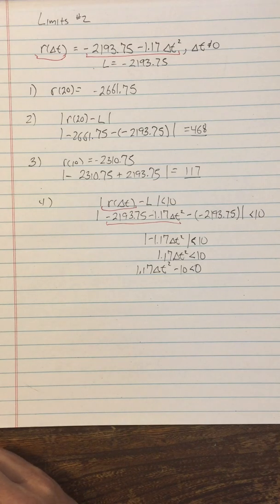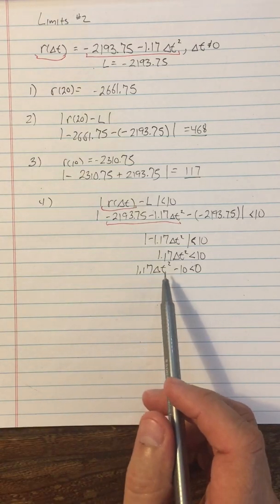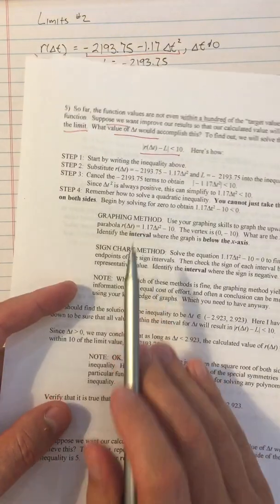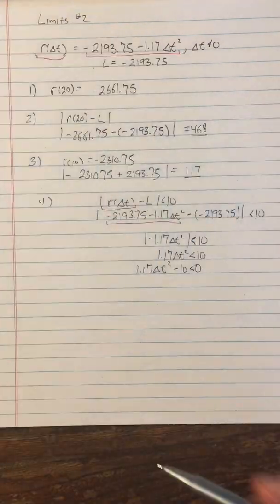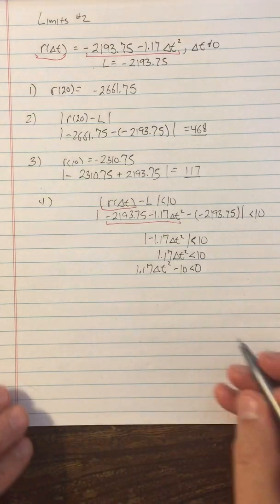So now it falls to us to solve this inequality. It is a quadratic inequality, not a linear inequality. Any polynomial inequality that's not linear requires us to use either the graphing method or the sign chart method. So I'm just going to demo both right now. The graphing method is where we just sketch a graph of it.